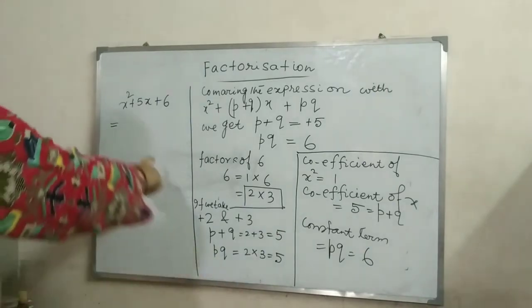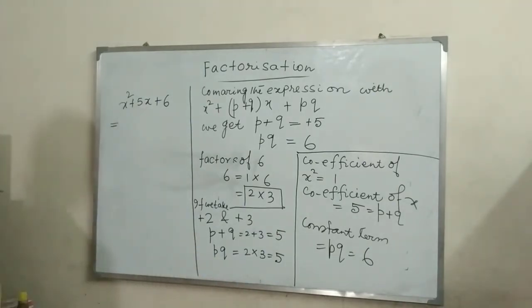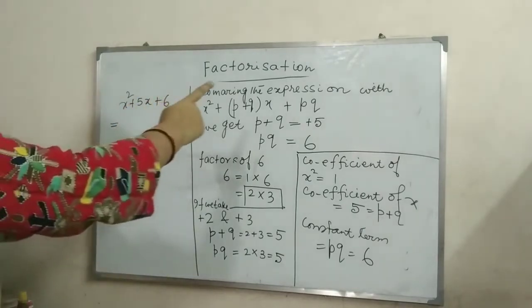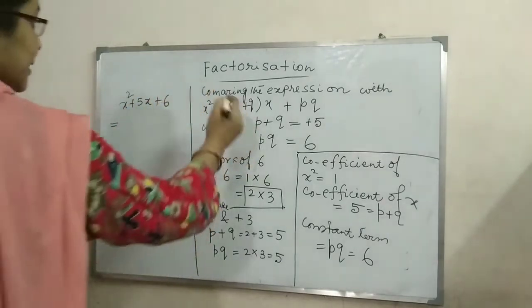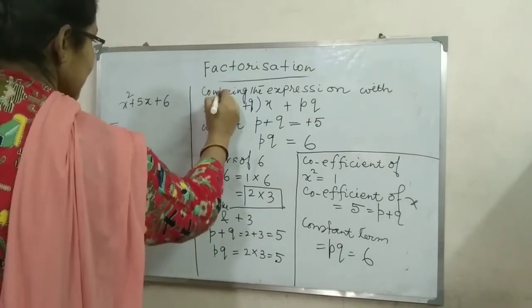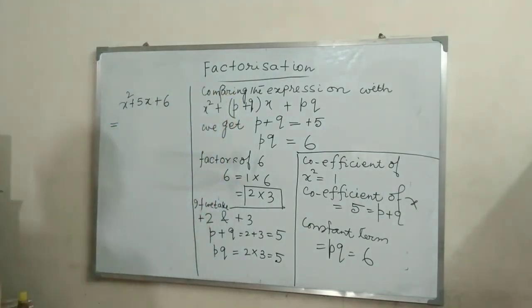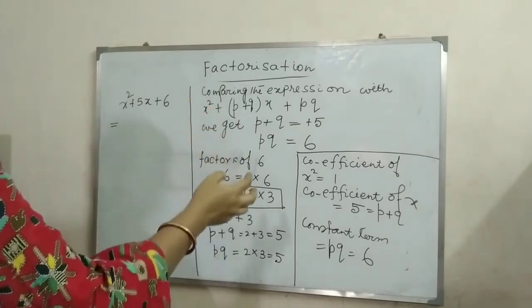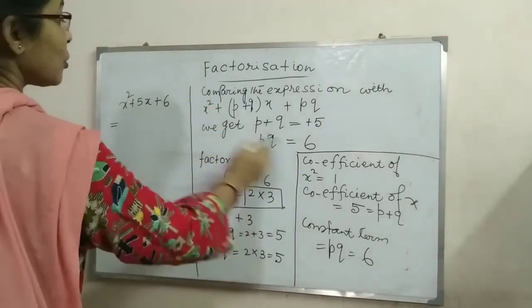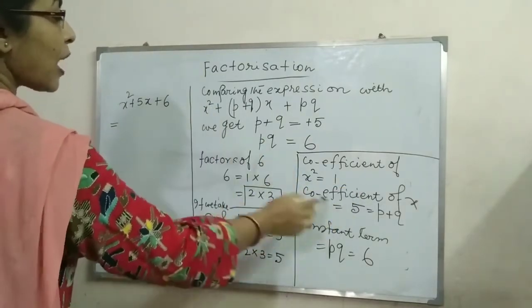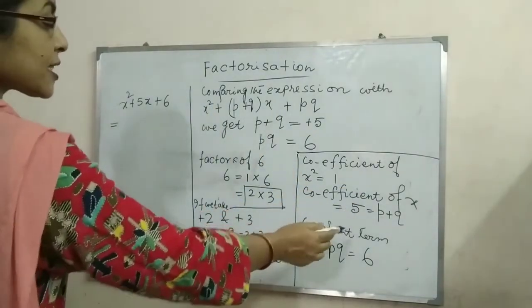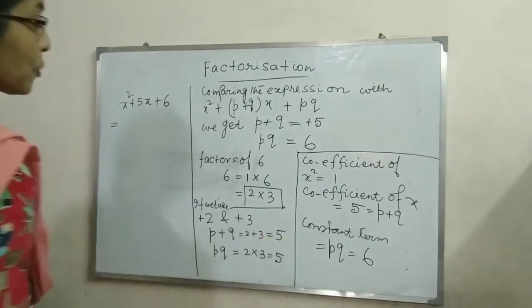Factorization. This is an algebraic expression, x square plus 5x plus 6. Comparing this expression with x square plus (p plus q) into x plus pq, we get p plus q equal to plus 5 and pq equal to 6. What is p plus q and what is pq? Coefficient of x square is equal to 1, coefficient of x is equal to 5, that is p plus q, and the constant term is equal to 6, that is pq.